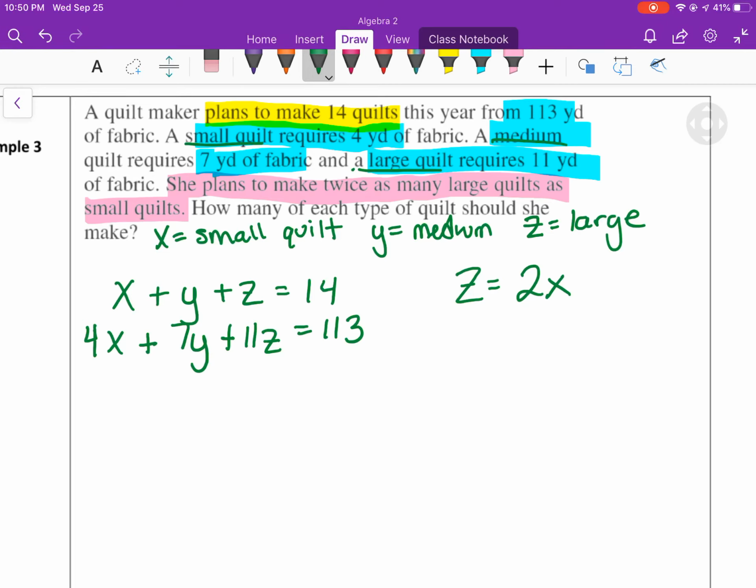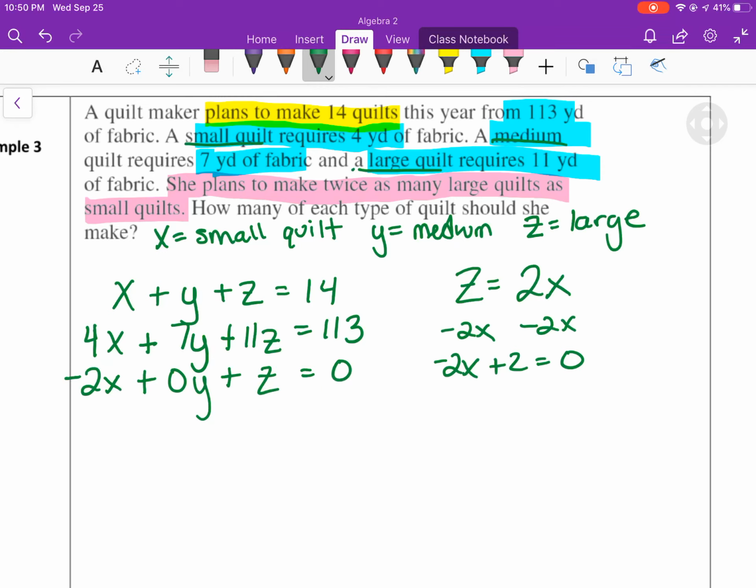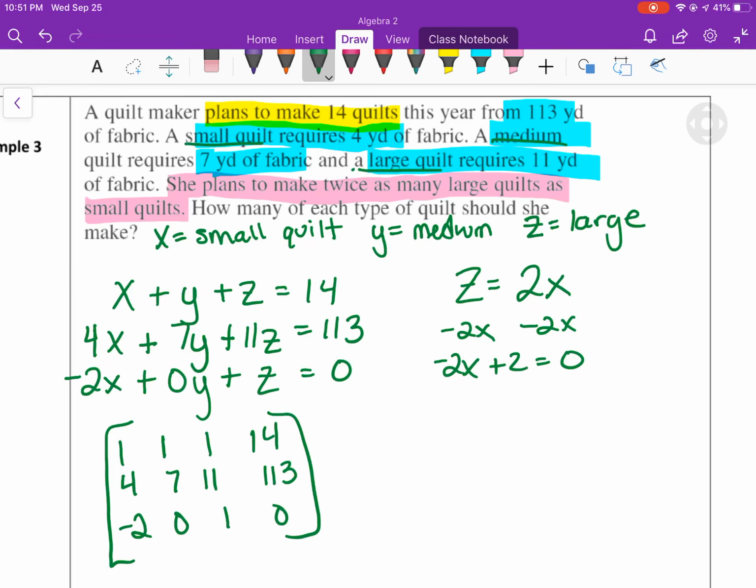And then remember, it does have to be in the x, y, z order, so you're going to have to subtract that 2x over, and it'll be negative 2x plus z equals 0. You're going to want to write negative 2x plus 0y plus z equals 0. So now you're ready to put it in an augmented matrix using the coefficients. Along the first equation, we have 1, 1, 1, 14. We have 4, 7, 11, 113. Then negative 2, 0, 1, 0.